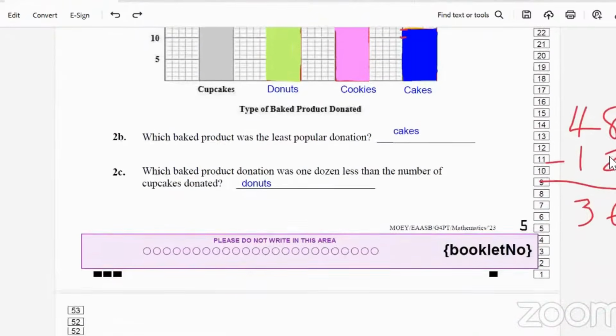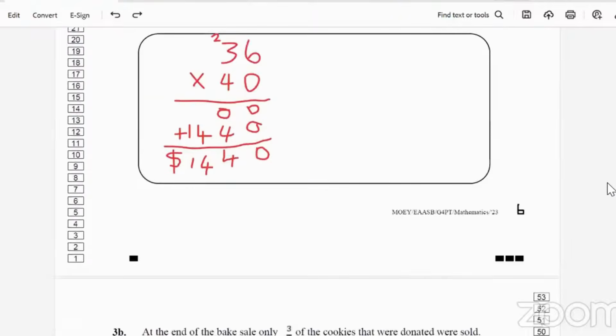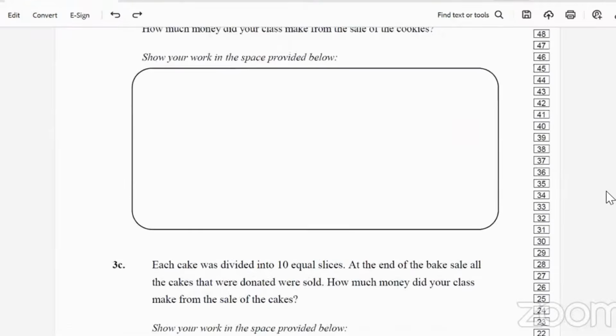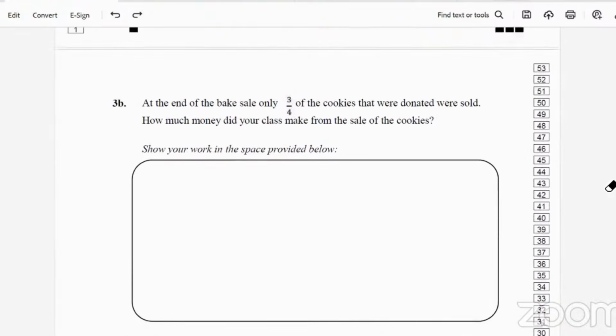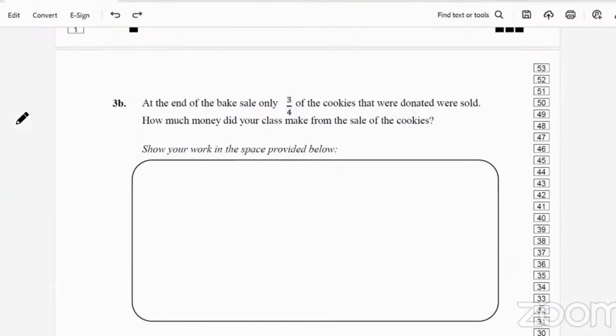And what's the cost for cookies? Let's go back to see. $20 each. So cookies are $20 each, and there was a total of 60 cookies donated. But remember, it's only 3/4 of that 60 that were sold. So how do we find 3/4 of 60? This is one way of doing the calculation.